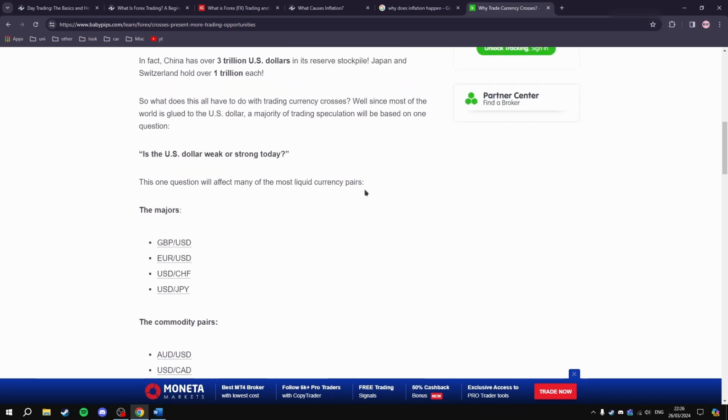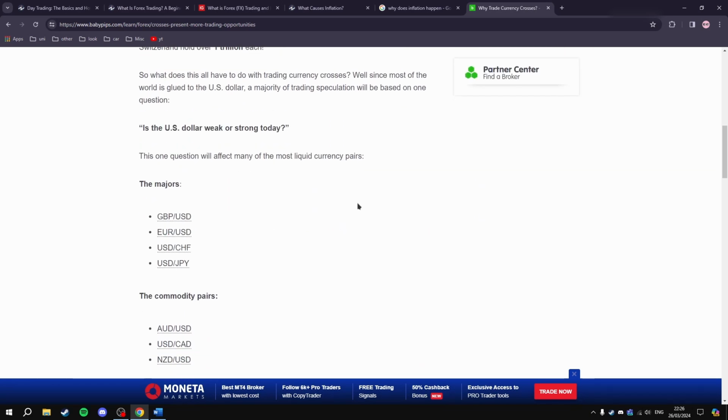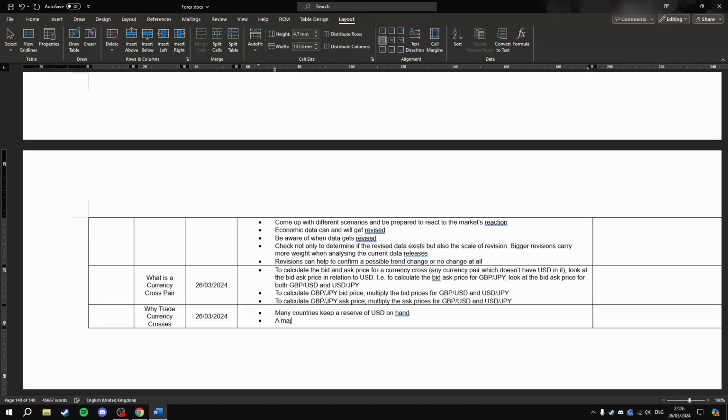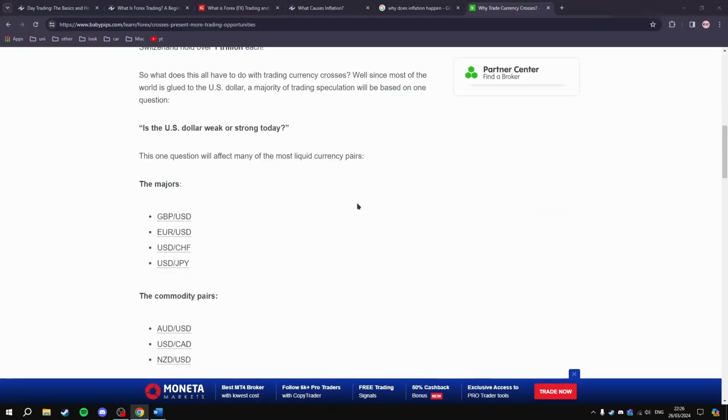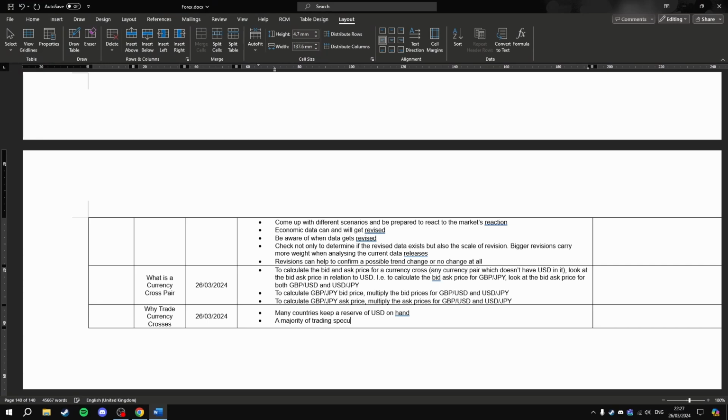Trading currency crosses, a majority of trading speculation will be based on whether the USD is weak or strong today.